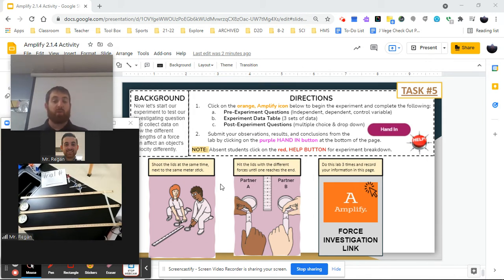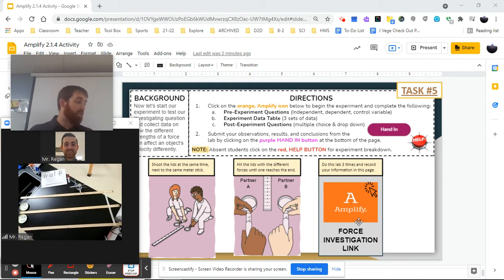To do this, we've set up our lab where we have a meter stick with two lids that we're going to be using. We're going to be using two toilet paper rolls that are going to be pulled back at different strengths. The person on the left pulls back their toilet paper roll with force number 2, versus partner B pulling back with force number 3. Then we're going to be recording some information about the pre, during, and post lab to take a look at how different forces affect the velocity of our different objects.